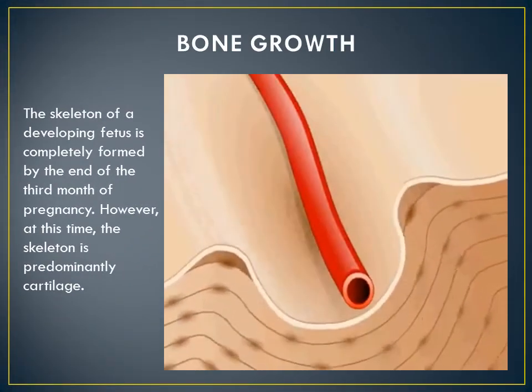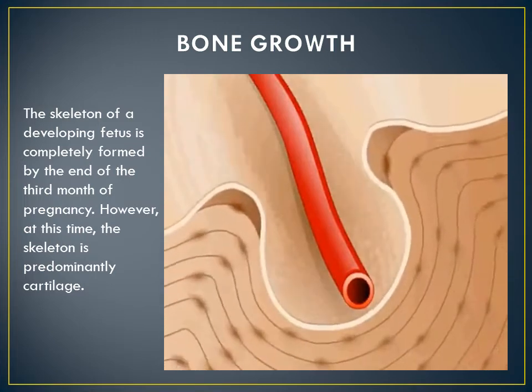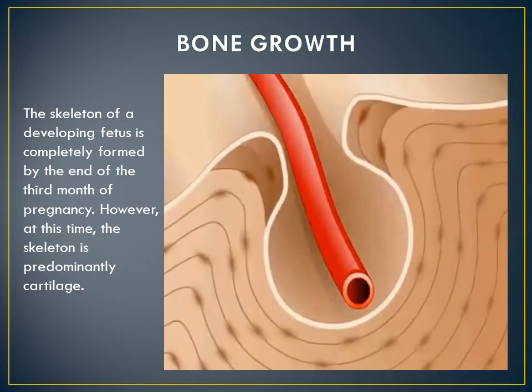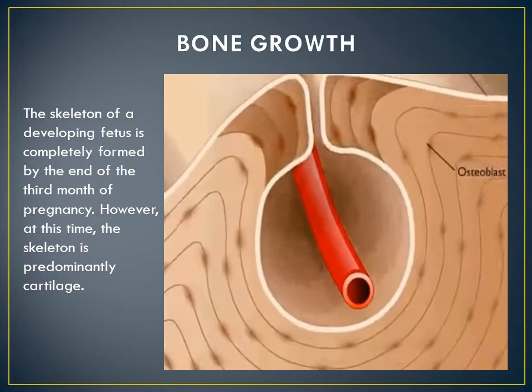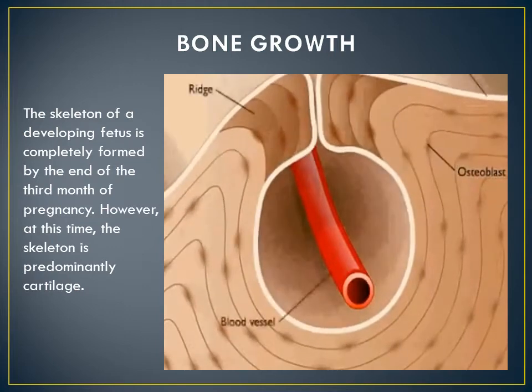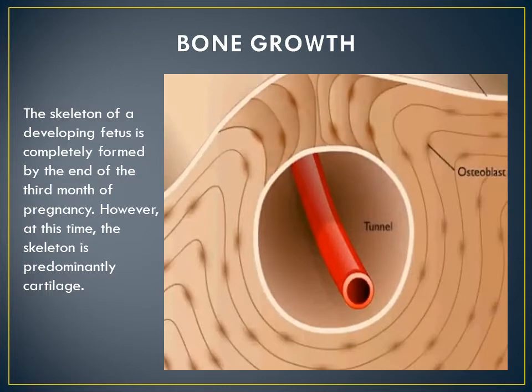The skeleton of a developing fetus is completely formed by the end of the 3rd month of pregnancy. However, at this time, the skeleton is predominantly cartilage. During the subsequent months of pregnancy, ossification, the formation of bone, and growth occur. The osteoblasts invade the cartilage and begin the process of ossification.